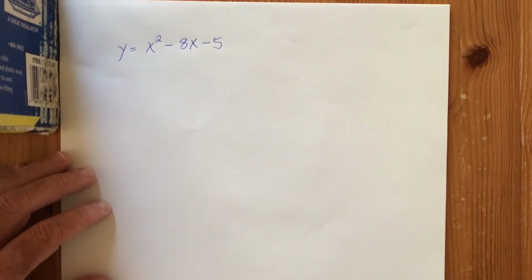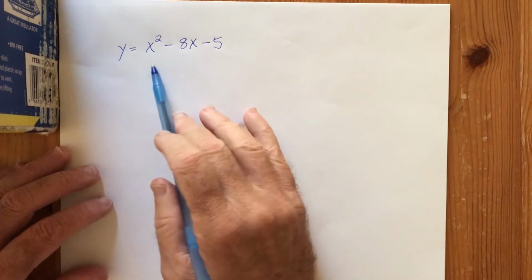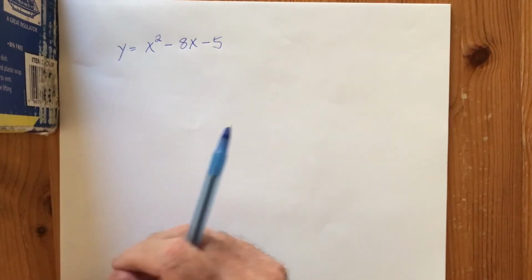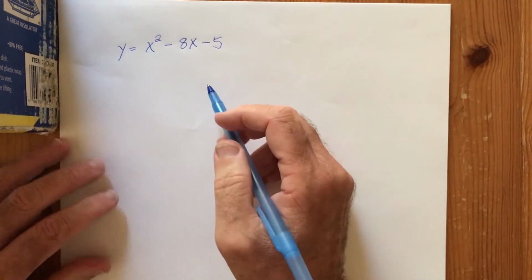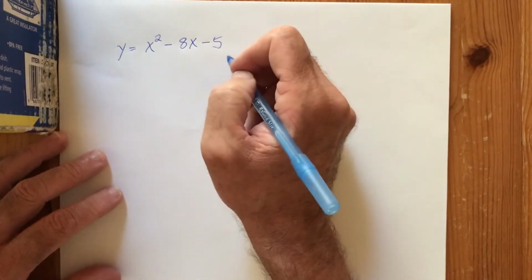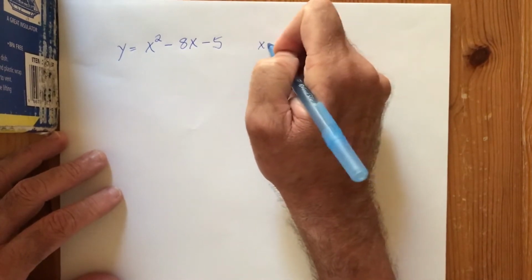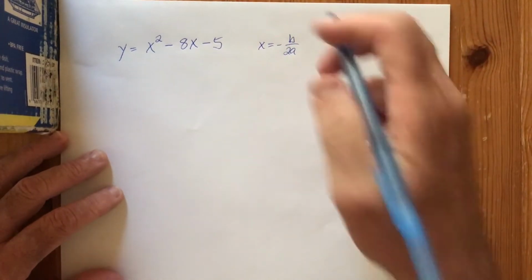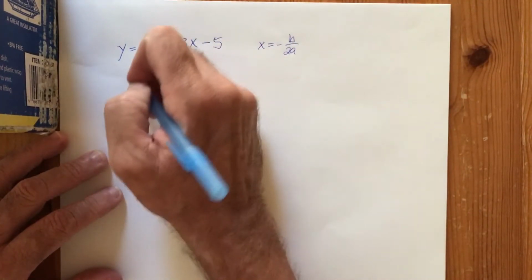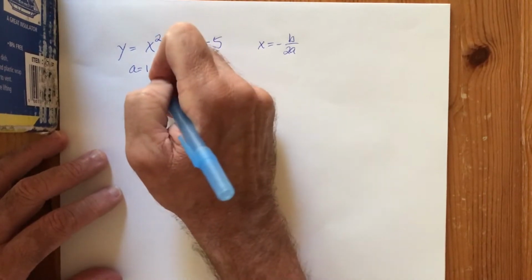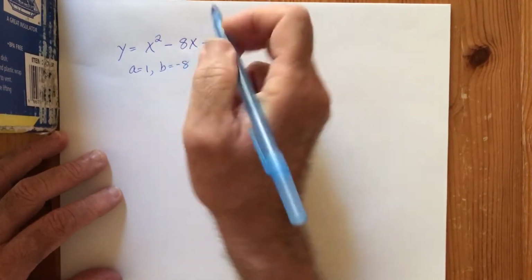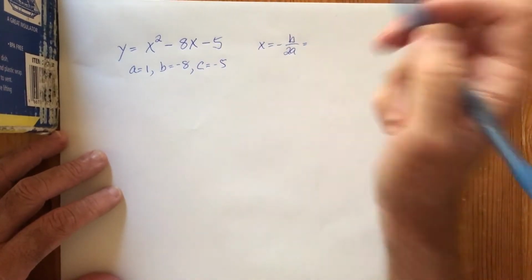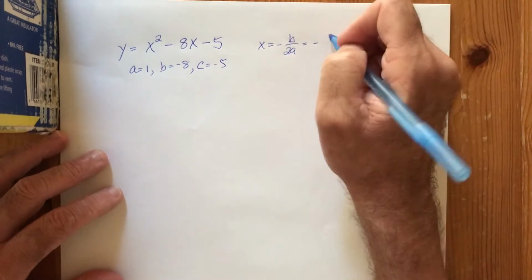In this video, we're going to find the vertex of this parabola, and we are going to plot points for the parabola in a t-chart. So first of all, to find the vertex, we're going to use the equation x equals negative b over 2a. And if we examine the equation here, we see that a is 1, b is negative 8, and c is negative 5. So we're going to plug values into our equation for that.